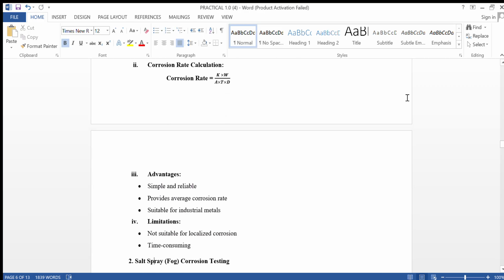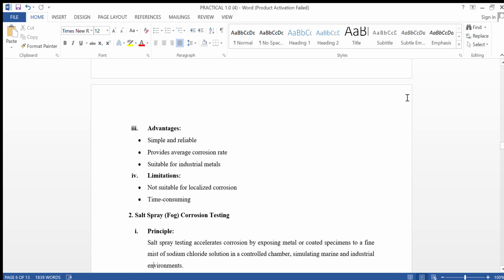Advantages: it's simple and reliable, and provides average corrosion rate suitable for industrial metals. The limitations are that it is not suitable for localized corrosion, and it is time consuming.